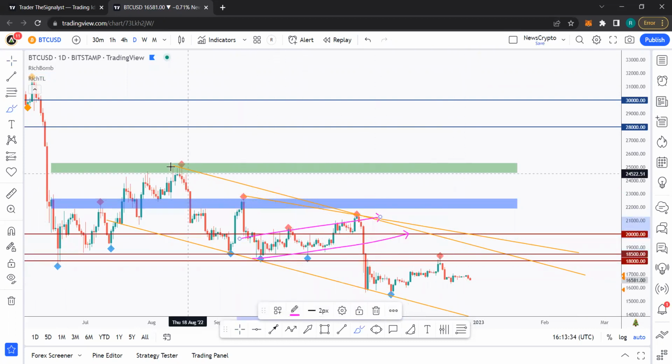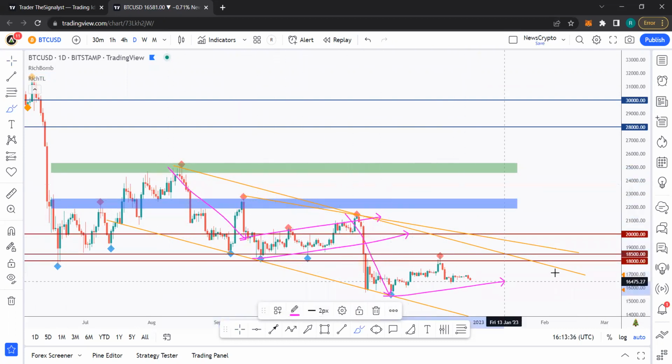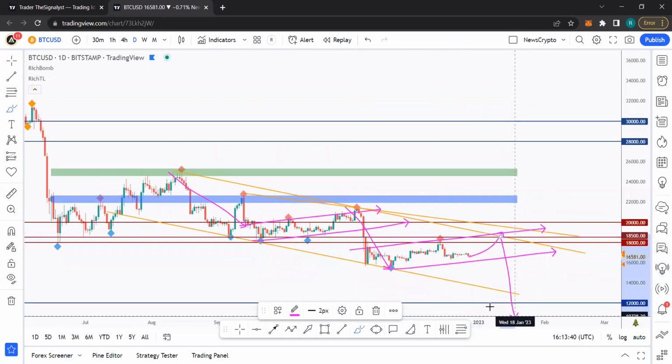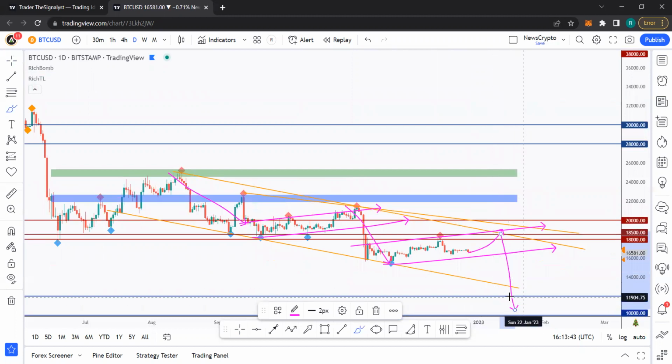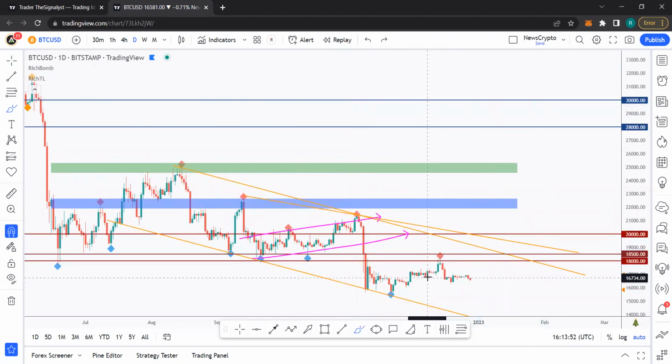A correction after this big impulse, a correction. We might have this before the next impulse pushes price lower to line up with the lower bound, 12K, the lower trend line, orange, and so on. So this would be a massive zone, if we reach it, to look for buy setups. For now, we are slightly bullish inside this range.